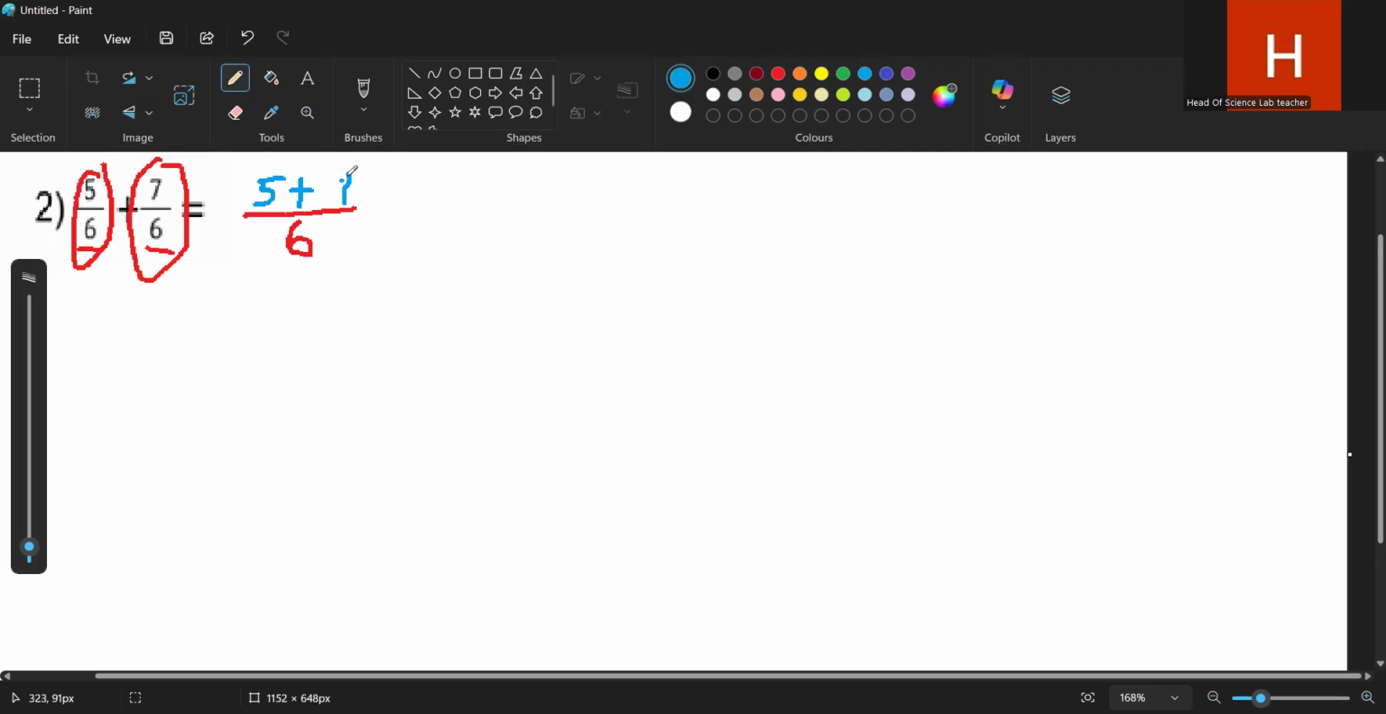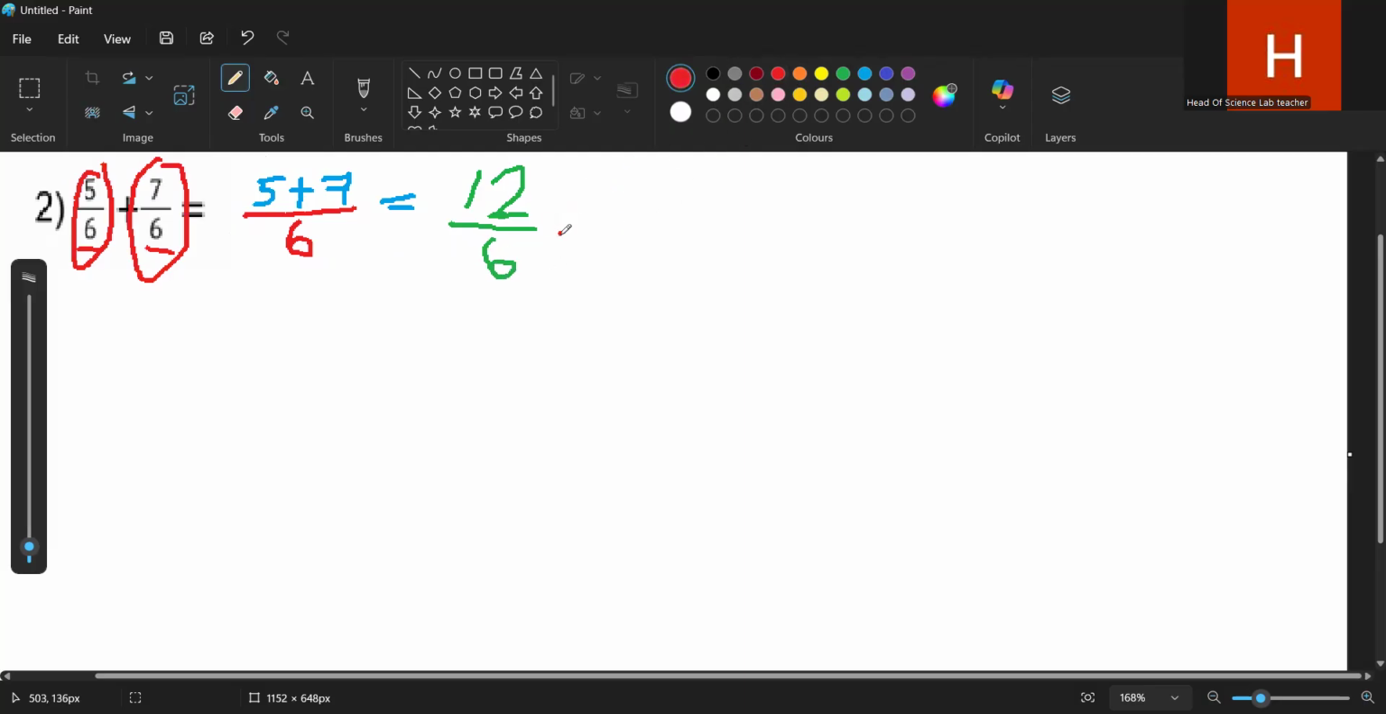Okay? All right. Now what's the next step? You just add normally. So I'm going to use green here. Yeah, so you get 12 because 5 plus 7 is 12. And then what do you do for the bottom number, the denominator? You keep that the same. It's 6. Okay. Now, are we done here?